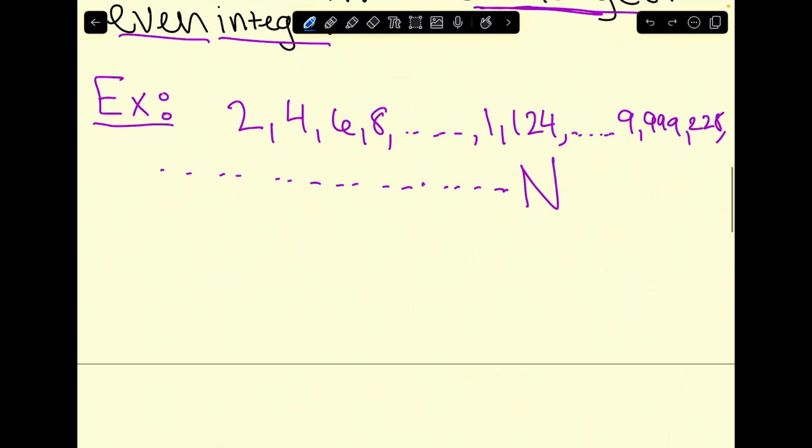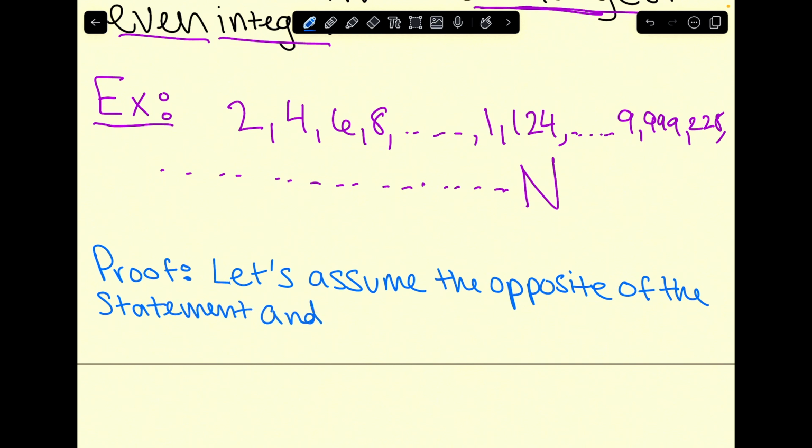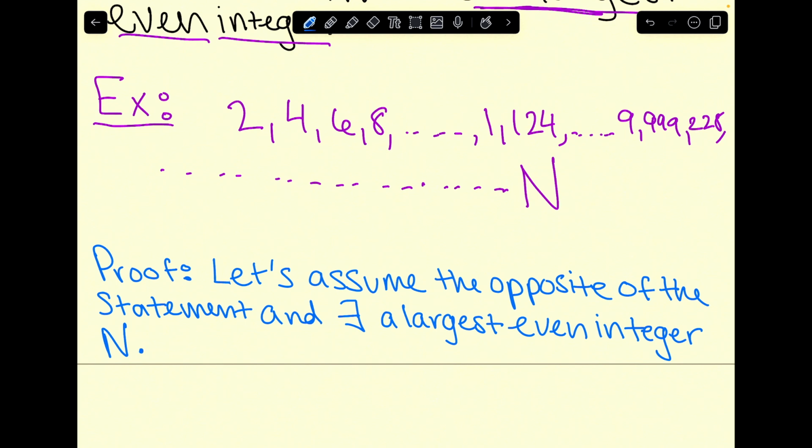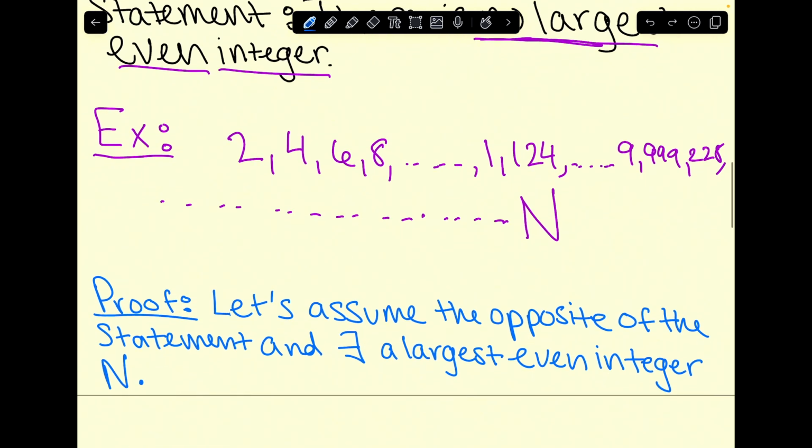So we begin our proof by saying, let's assume the opposite of the statement, and there exists a largest even integer, and we call it n. So first we assumed that this statement is false, and we did that by saying that there is in fact a largest even integer, n. So we're going to assume that there is a largest even integer.